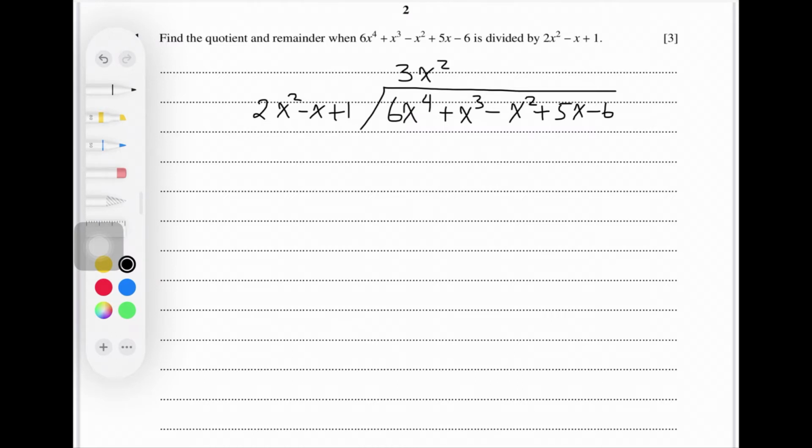So it will become 6x to the power of 4 minus 3x cubed plus 3x squared. And then we subtract. Can cancel that one.